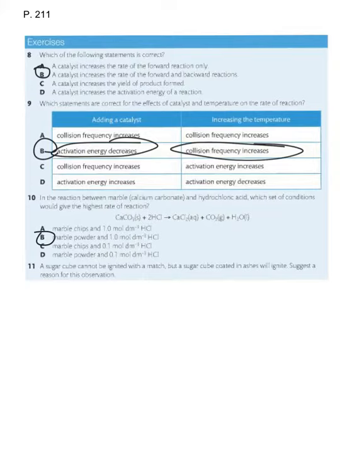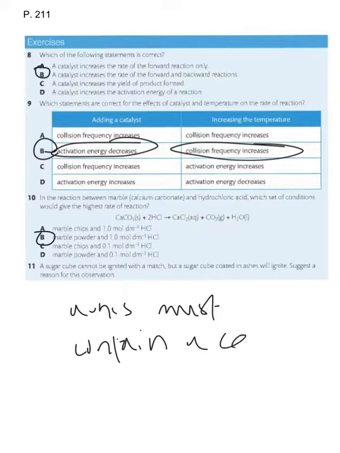Number 11, a sugar cube cannot be ignited with a match, but a sugar cube coated in ashes will ignite. Suggest a reason for this observation. The ashes must contain some kind of catalyst. Something in the ash chemically serves as a catalyst for this reaction.